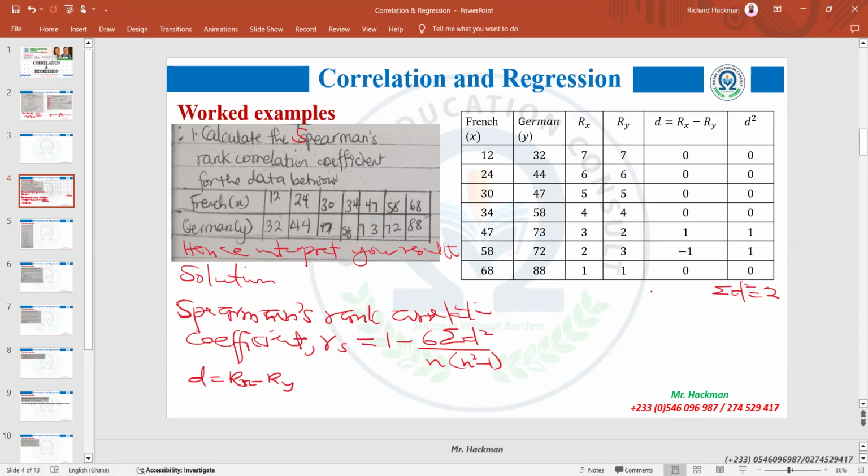So what I have here, I know all that I'm supposed to know. So I can say that my R sub x will be equal to 1 minus 6 times sigma D squared, and sigma D squared is 2, all over n, the number of paired observations. What is n? Who can tell me the value of n, the number of paired observations?